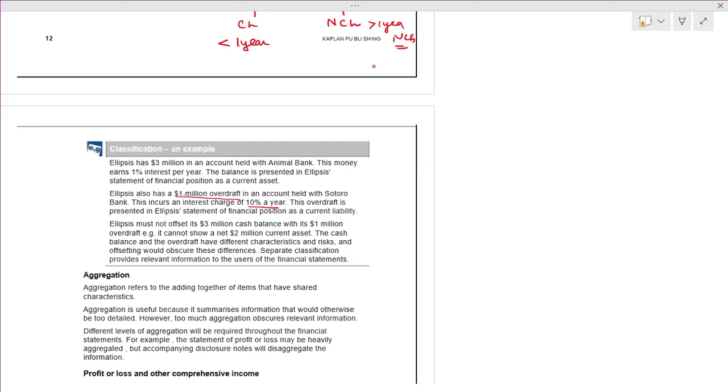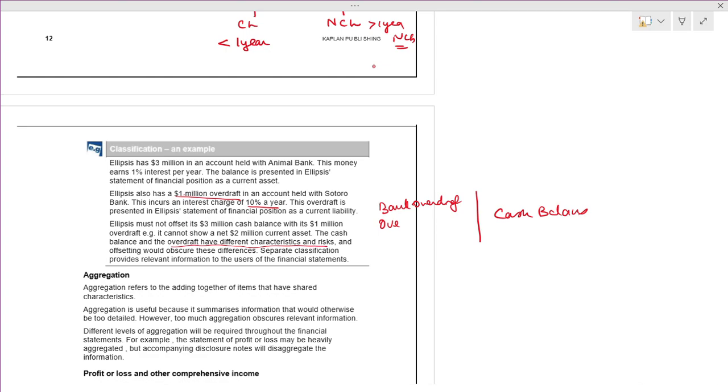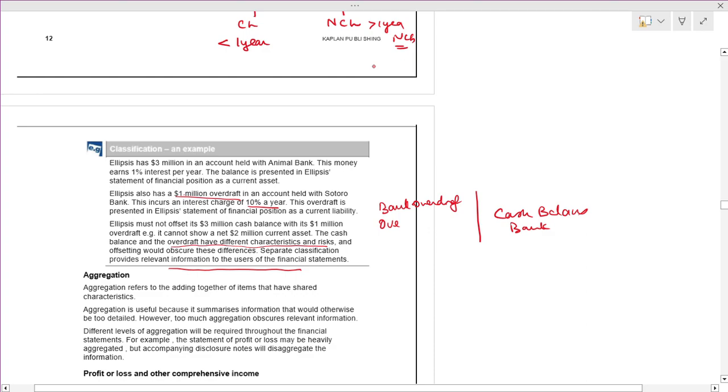If you go back to our basics, in some cases you will have a cash balance, as well as a bank overdraft. Ellipse must not offset the cash balance with 1 million. It cannot show 2 million net current asset. The cash balance and overdraft have different characteristics and risk. Separate classification provides relevant information. You will have cash and bank balance and you will have the overdraft. You cannot say that there should be a net difference.